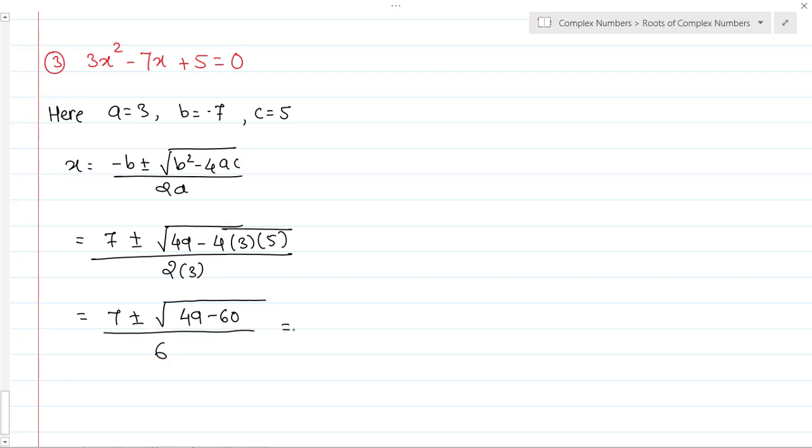So this can be written as 7 plus or minus root of, okay, now tell me 49 minus 60 becomes what? It is minus 11, so whole divided by 6. Okay, so how you can write this? So root of 11 into root of minus 1, that is nothing but 7 plus or minus root of 11 as it is into i whole divided by 6. So this is my final answer for this question. Perfect. So if I take plus sign, 7 plus root of 11 i by 6, that becomes the first value of x, and if I take negative, that becomes the second value of x.